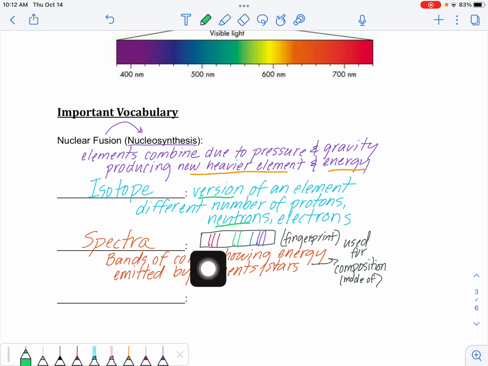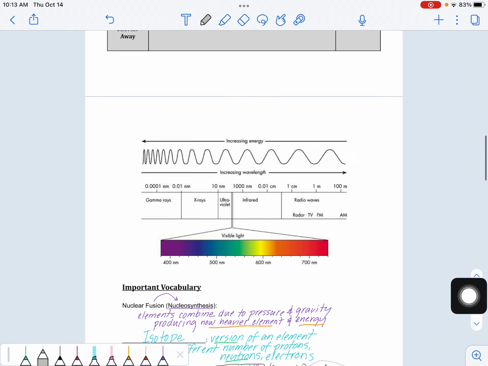The third one that we defined is spectra. And spectra is what we were looking at as the fingerprint of the stars. The last couple days, we were using that fingerprint to determine what the star was made of, its composition. So its definition is this picture. We described it as bands of color showing energy emitted by something giving off light. So elements in stars. So go ahead and pause. Make sure you get these three definitions in at the bottom of your learning targets.